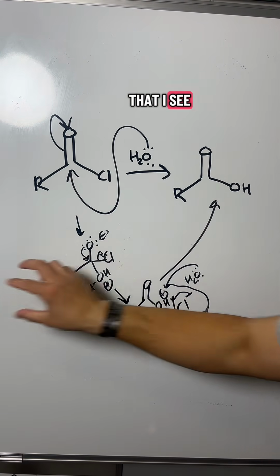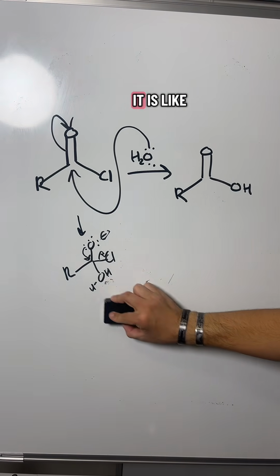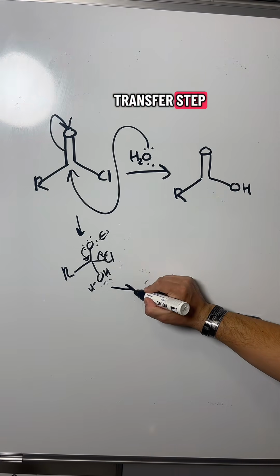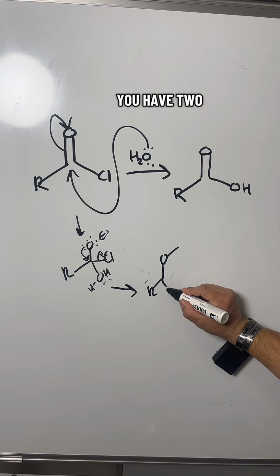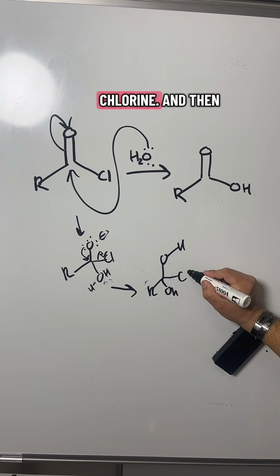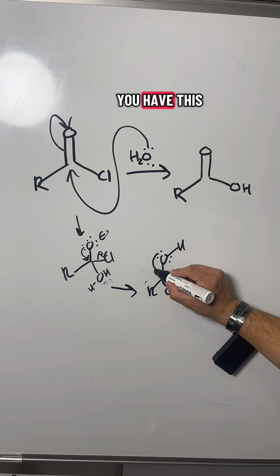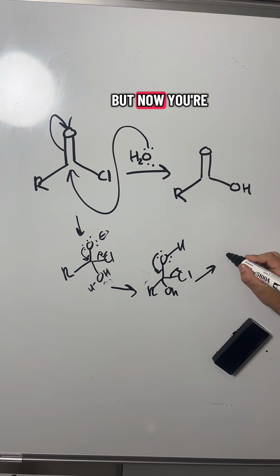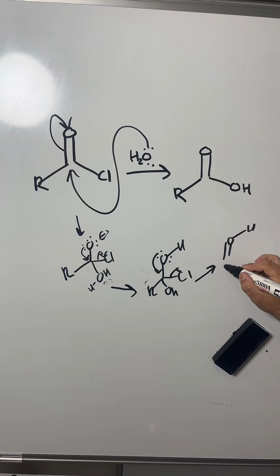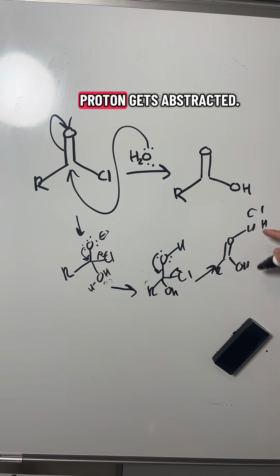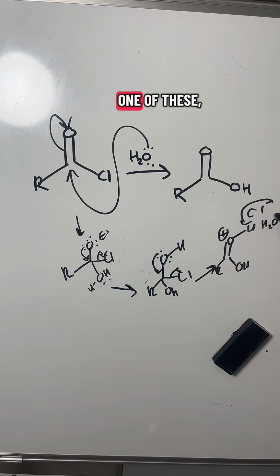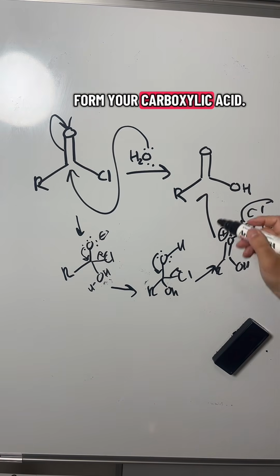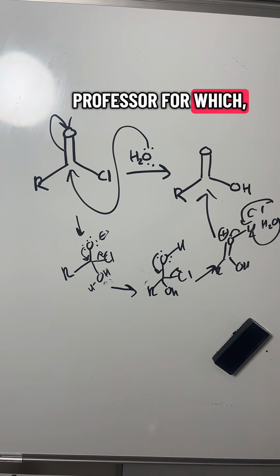The second mechanism that I see sometimes is, like I said here, there's a proton transfer step where you don't form the carbonyl right away. You have two OHs, OH, chlorine, and then you have this come back down and kick off your chloride, but now you're left with a protonated carbonyl instead. And then that proton gets abstracted. You have a positive charge there by either your chlorine or your H2O. So one of these takes this, and then you form your carboxylic acid. Make sure to check with your professor for which mechanism they want to see.